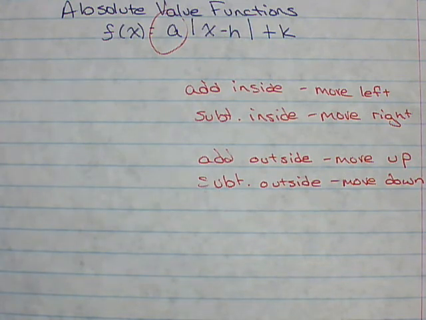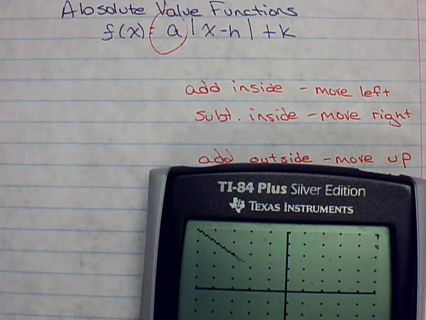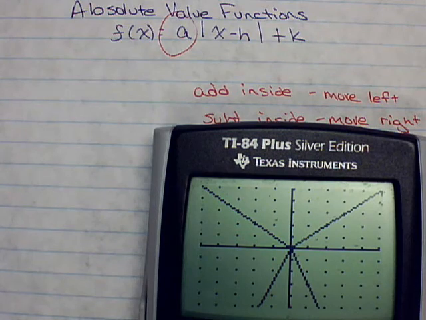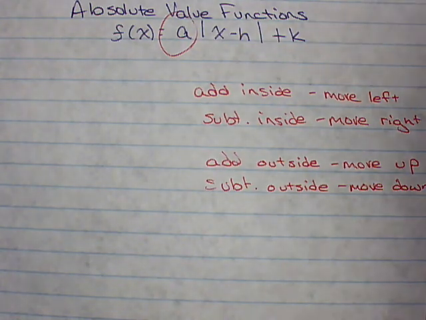Now, we didn't look at something. What happens if that's negative? What do you think is going to happen? Hopefully you guessed it. Negative flips it upside down. How wonderful. That is great. And that is really the key to graphing absolute value functions.